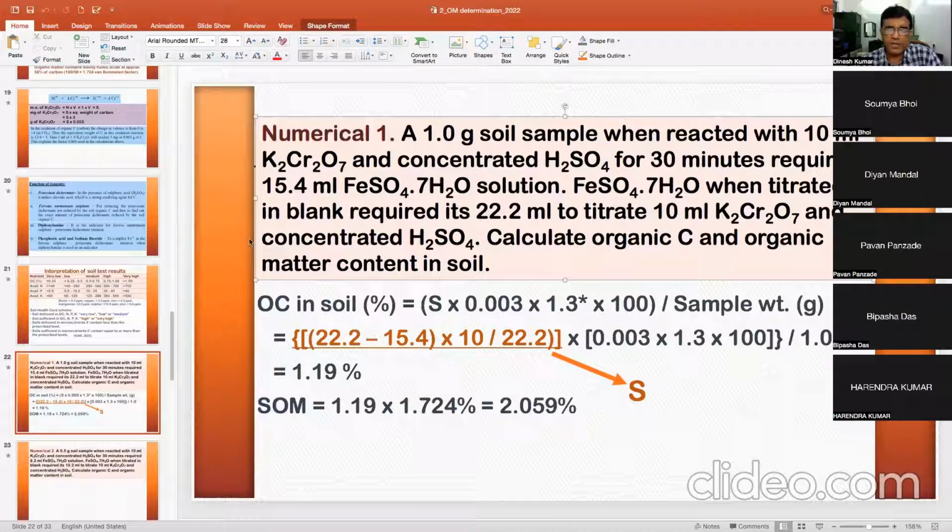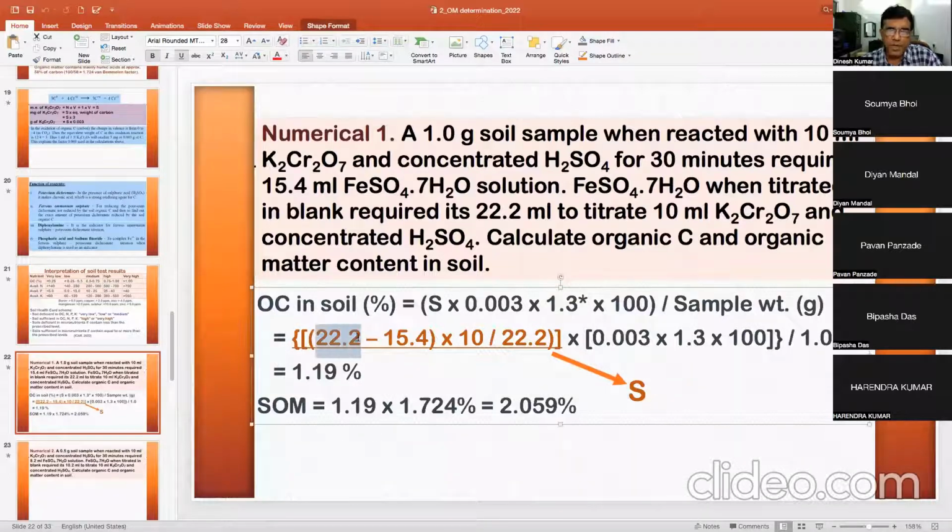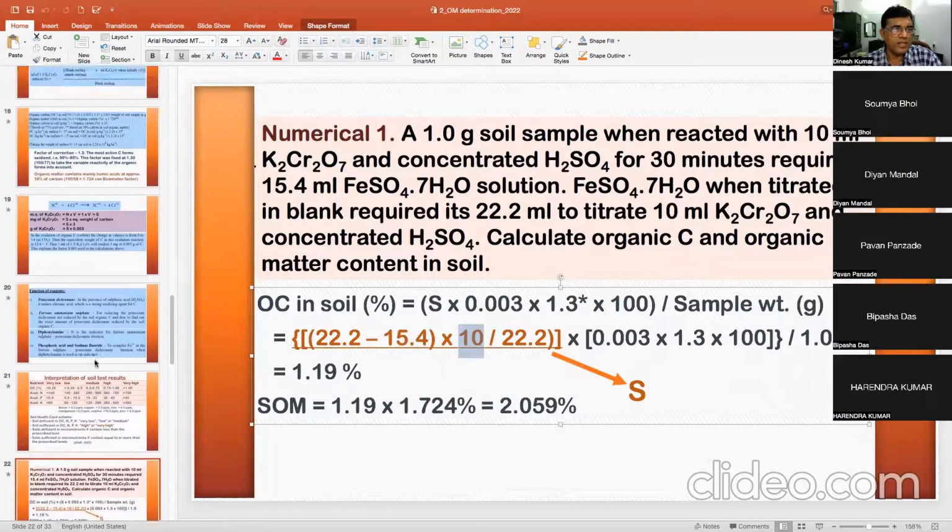Organic carbon in soil is equal to your same formula: S into 0.003 into 1.3 into 100 divided by sample weight in gram. 22.2 was the reading of ferrous sulfate in the blank sample. So this is the reading of ferrous sulfate in blank minus reading of ferrous sulfate in sample, into 10. 10 is the quantity of potassium dichromate used. You have already seen it in the formula.